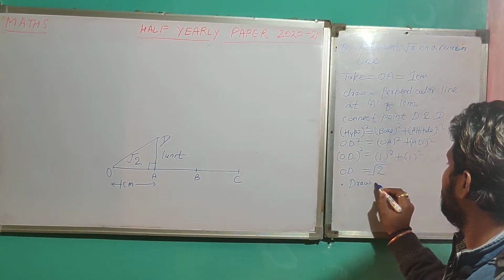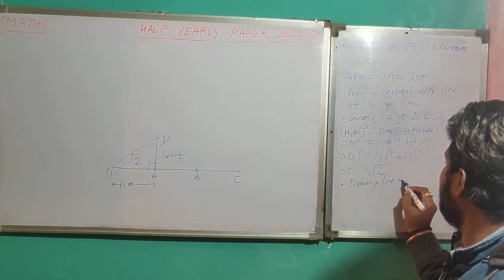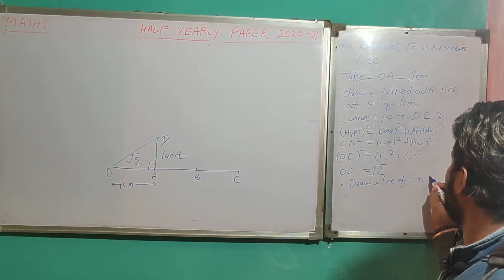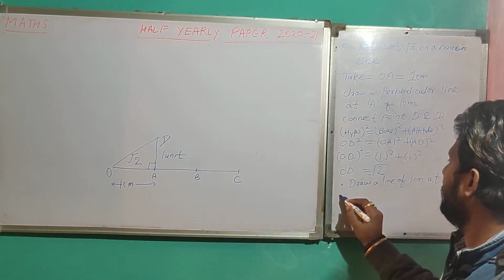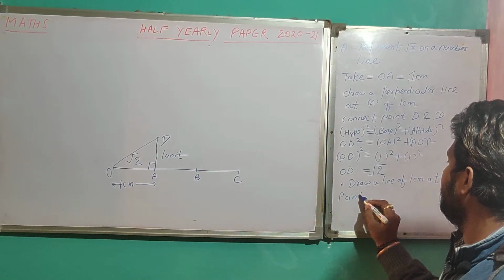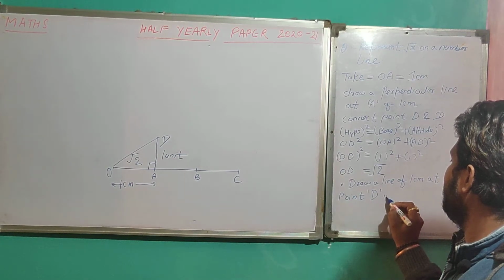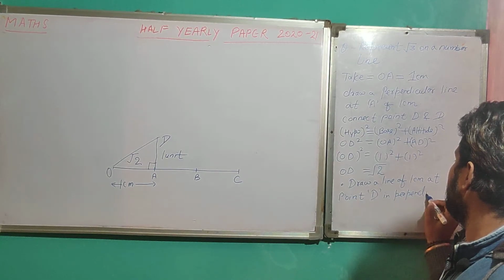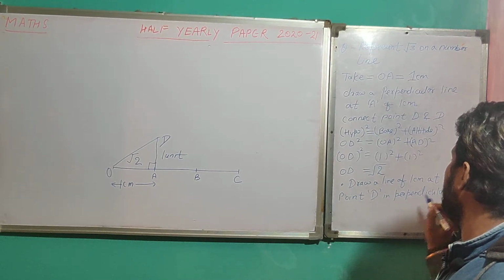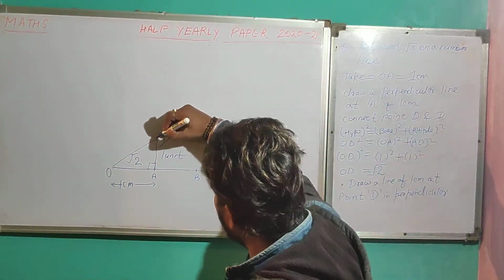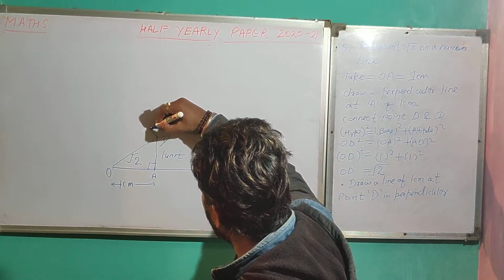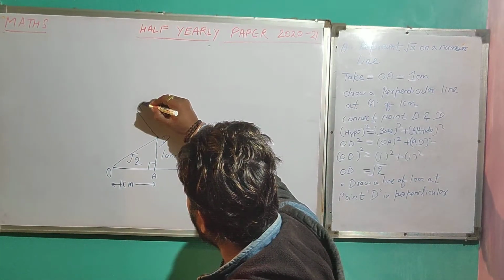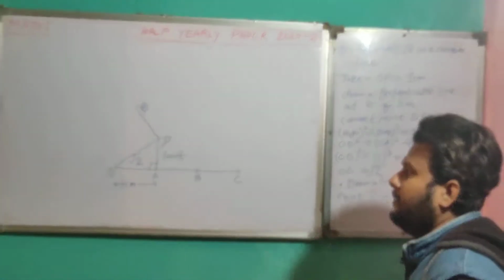Draw a line of 1 centimeter at point B in perpendicular direction. So the perpendicular direction will be like that. We get, name this point as E.